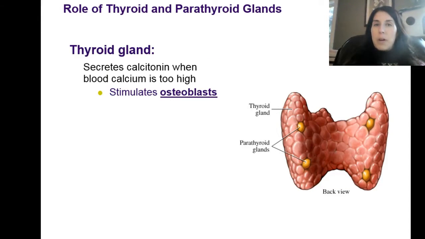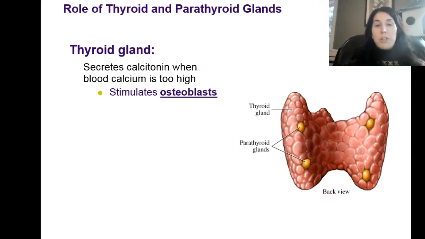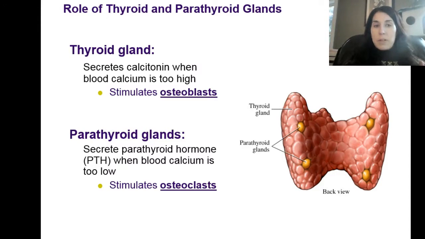So let's talk about the thyroid and parathyroid related to calcium homeostasis. The thyroid gland, that butterfly gland in your neck, secretes calcitonin when your blood calcium levels become too high. Calcitonin stimulates a cell called an osteoblast. Osteoblasts build bone, so they pull that calcium out of the blood and actually create more bone. The reverse happens when the parathyroid secretes PTH. When blood calcium is too low, osteoclasts destroy some bone, pull it out of the bank, and increase those serum calcium levels.